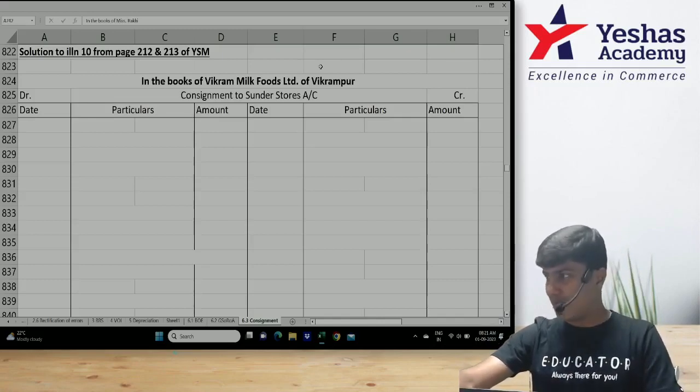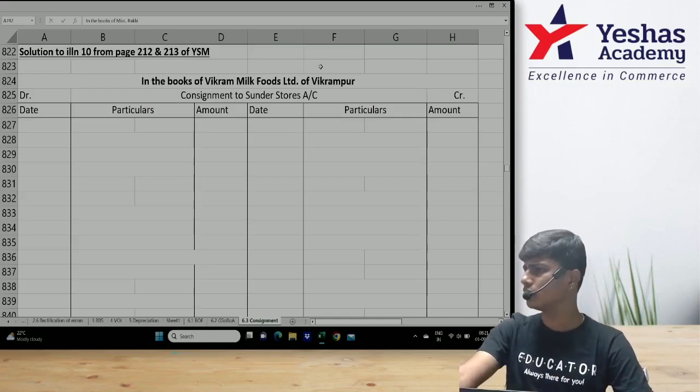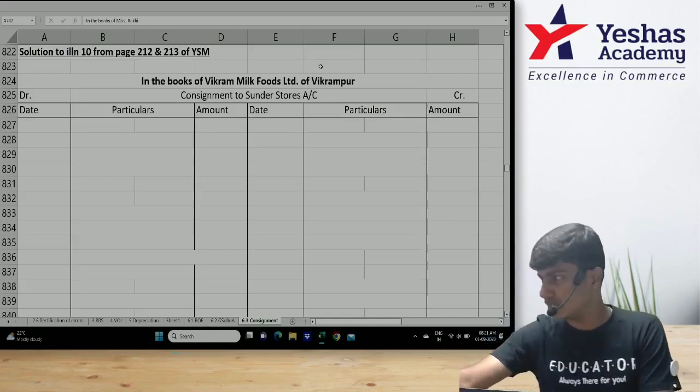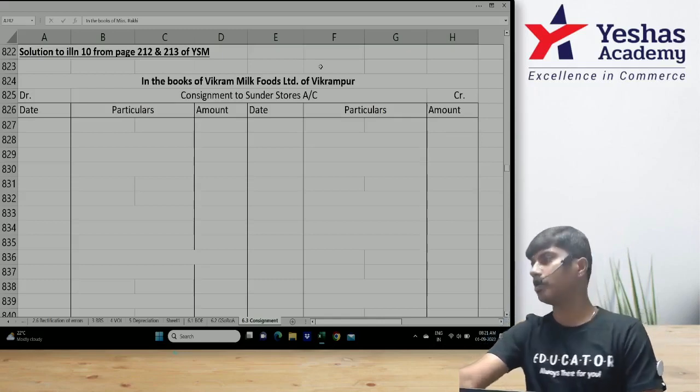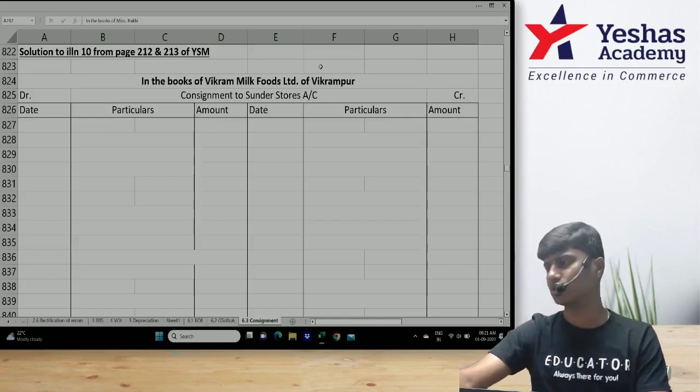If del credere commission is not paid, you can write bad debts to consignee, and then you would have to write consignment to bad debts, or straight away write consignment to consignee. That would also work. After this, normal loss, everything over. Then you ultimately identify the consignment stock, write it, and then find consignment profit and transfer it to P&L.